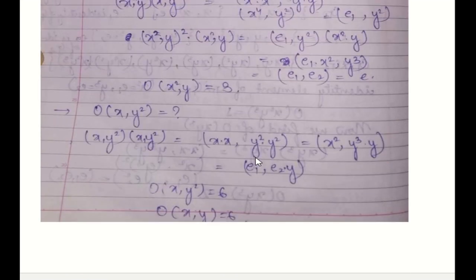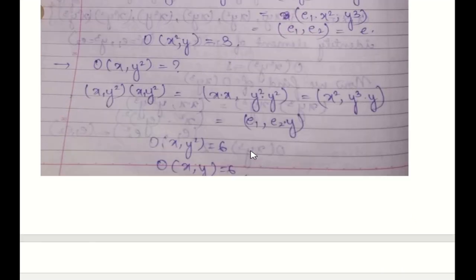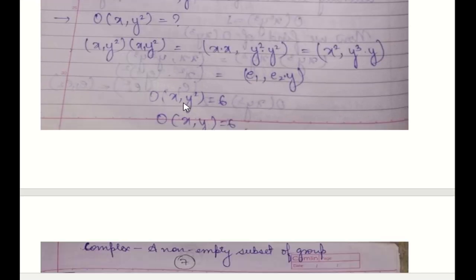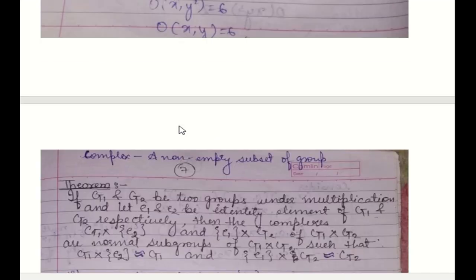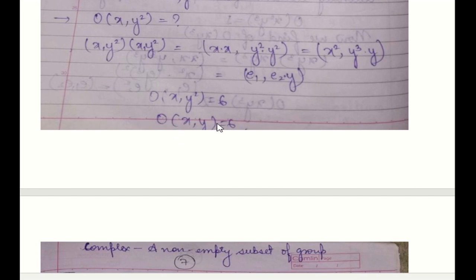Now we find the order of xy square. So we multiply xy square by xy square. So we will get x dot x into y, x square into y to the power 4, and it can be written as e1 comma e2y. So this implies that when we multiply repeatedly the product of xy square, we get that the order of xy square is equal to 6. The order of xy square is equal to 6, and also the order of xy is equal to 6. So that's what we have.